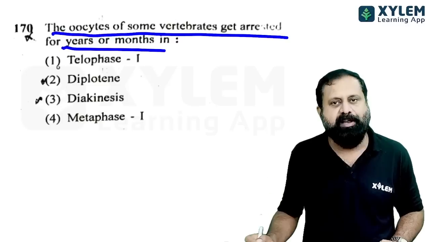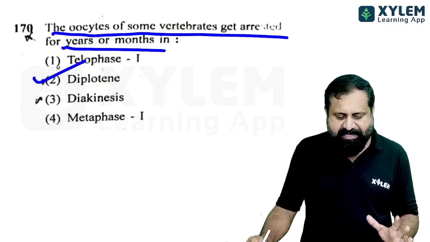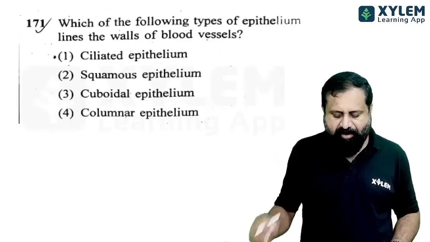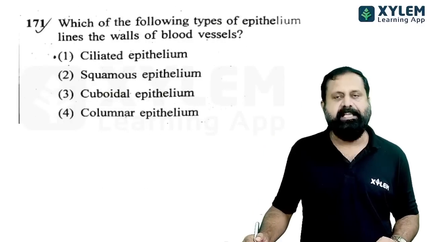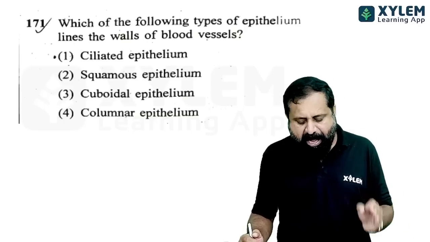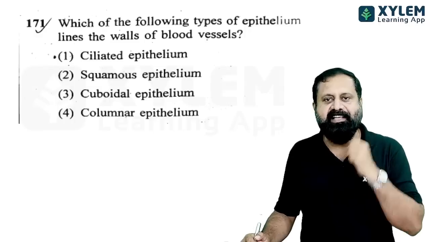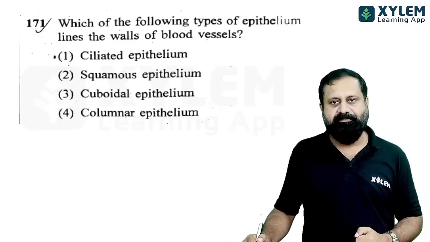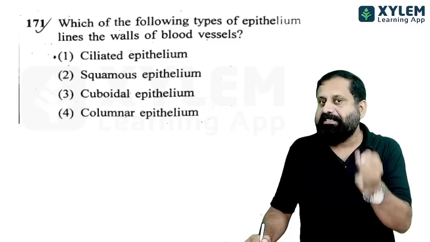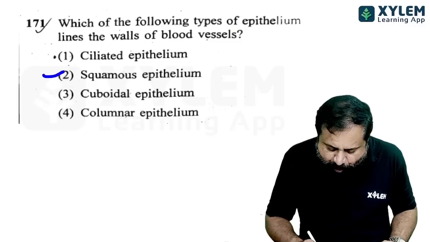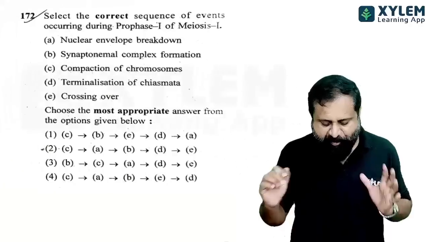The same statement is given in your NCERT. So the answer is 2, diplotene state. 171. Which of the following types of epithelium lines the walls of blood vessel? Ciliated epithelium, squamous epithelium, cuboidal epithelium, columnar epithelium. Actually, the lining of blood vessel, alveoli, Bowman's capsule, etc. are lined by squamous epithelium. Okay, so 171, 2 is the right answer.